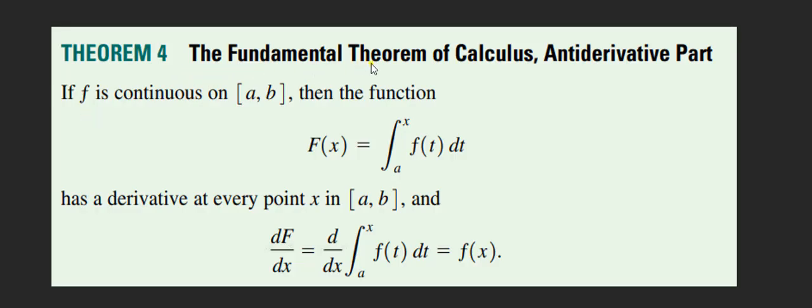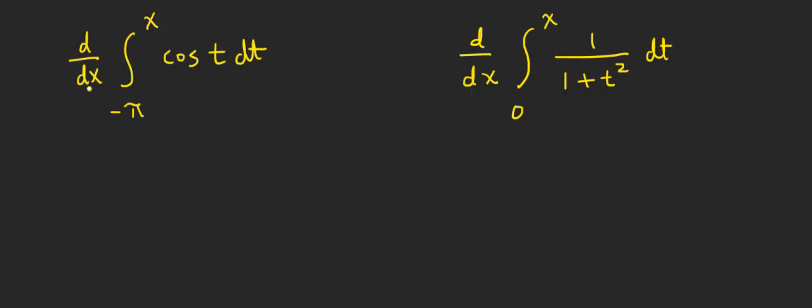So theorem 4, the fundamental theorem of calculus, antiderivative part, says that whenever you take the derivative of an integral of f of t from a to x, that will equal f of x. And we'll take a look at some examples. This one says you're taking the derivative of this integral, which is cosine of t from negative pi to x. Notice the lower limit is the constant and the upper limit is the variable x. So when you take the derivative of this integral, you're just going to get cosine of x. All you have to do is replace the t with x.